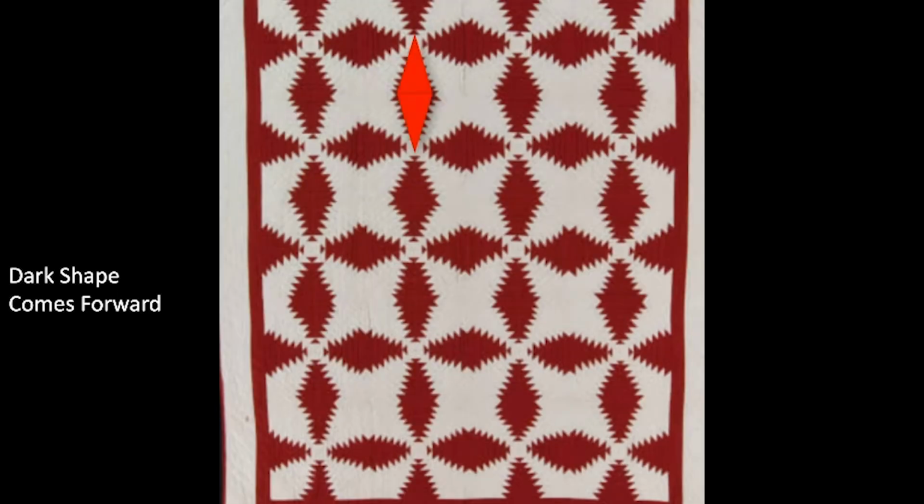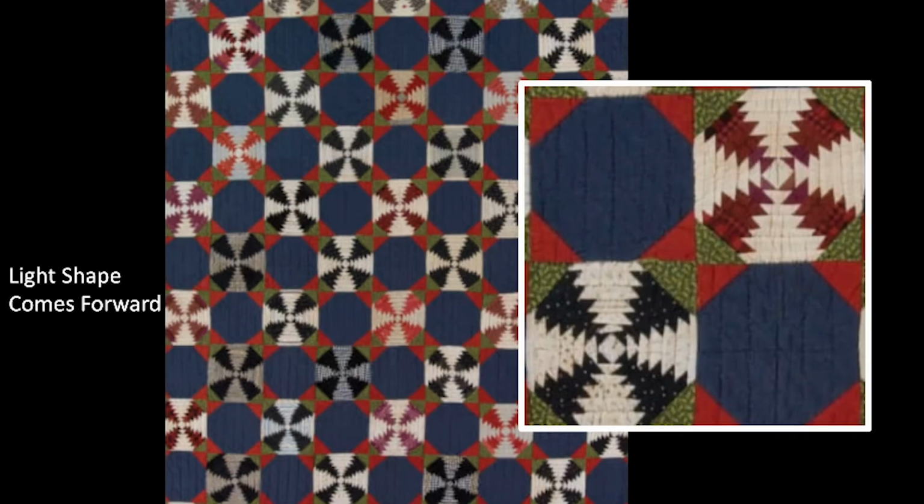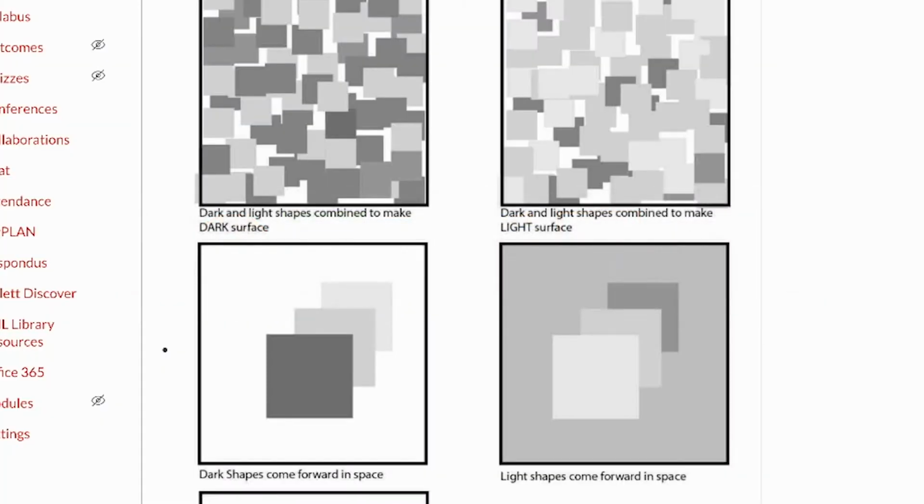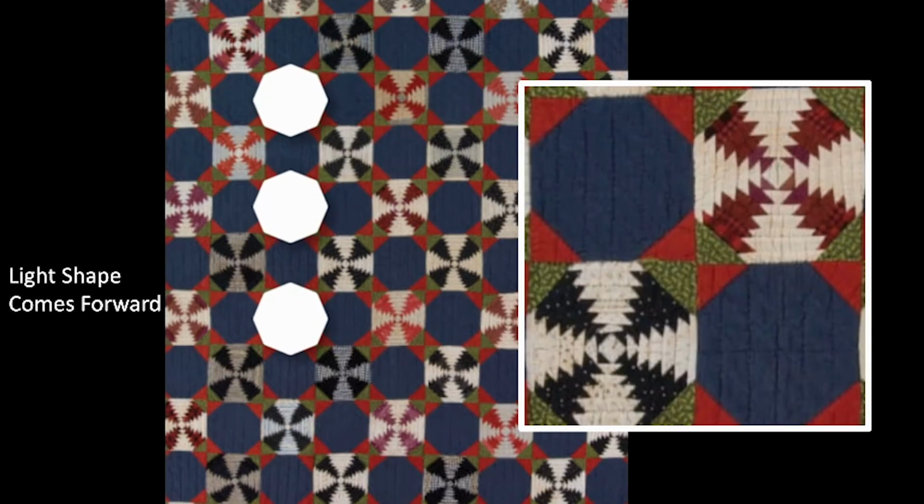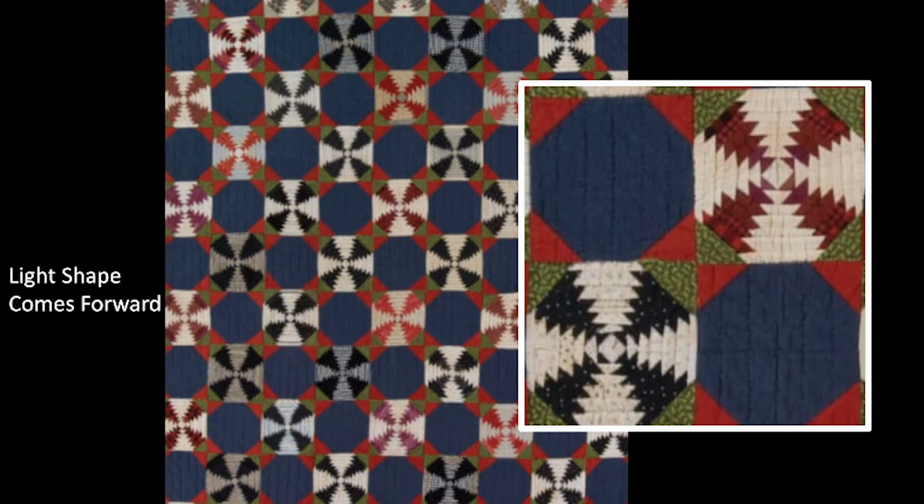You're also going to look for things where dark shapes come forward and light shapes recede. Here's another example. You're going to look for light shapes that come forward in space and dark recedes. And that happens here too. But you don't have to draw the whole thing. You can draw maybe one or two of the motifs next to some of the other motifs that are dark.